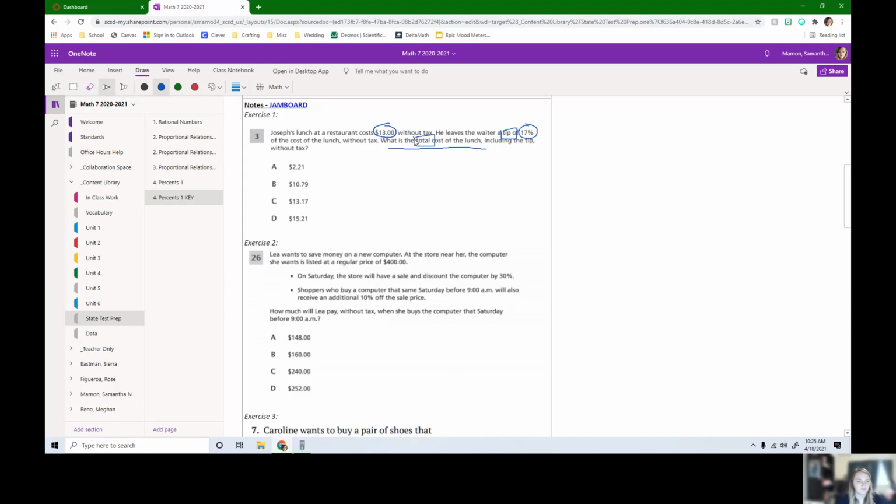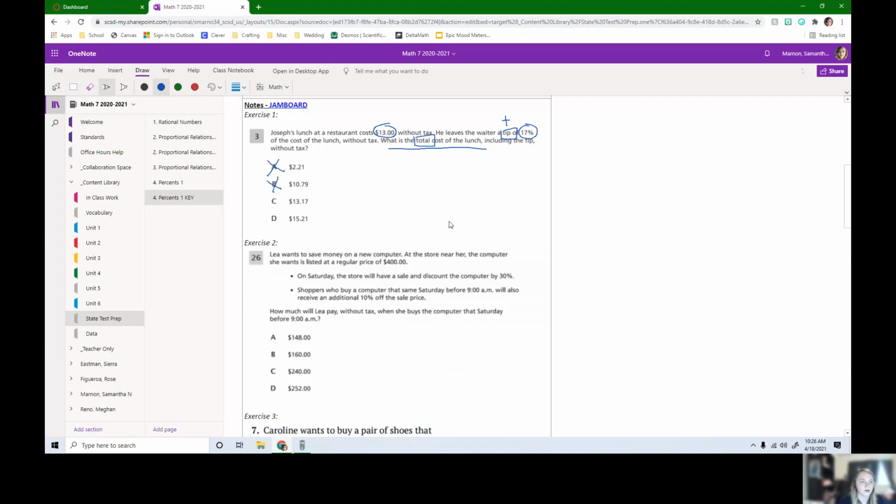So pause the video and see if you can figure this one out on your own. Okay, so the big hint here is that it wants a total. We know that tip is added on at the end of a bill for the total cost of something. So we already know that the answer can't be less than 13. You have to pay the 13 and then more for the tip. So 2.21 won't make sense and 10.79 doesn't make sense. So it has to be either C or D.